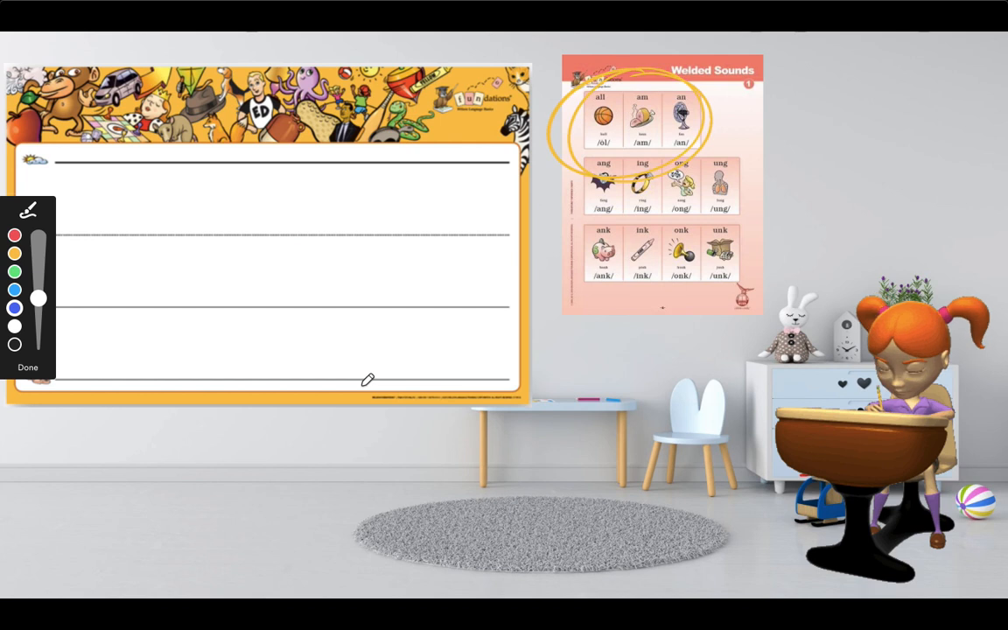Now we're going to practice spelling some words. The first word we are going to spell is sock. Let's tap it out together. Sock. S-A-K. Sock. Hit pause when I spell the word sock and hit play when you're ready to see my answer.